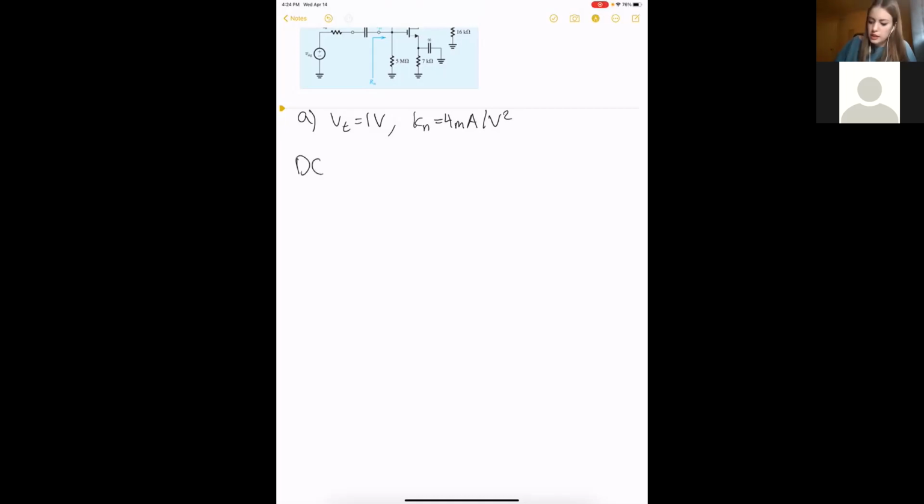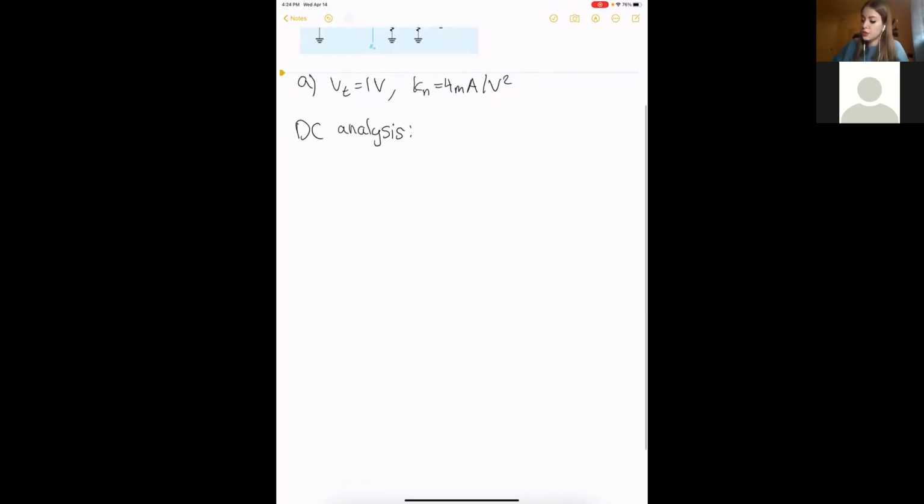So we do our DC analysis. That's our part A. So that means we are going to open all of our capacitors. So we can redraw our circuit like this.